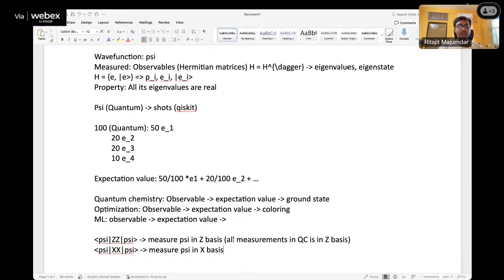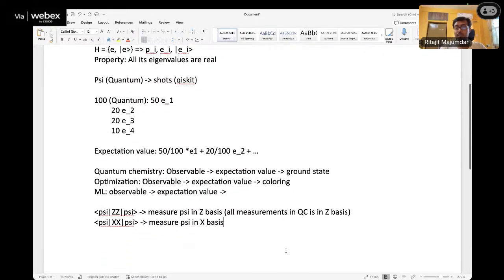Now the point is, this is not only for IBM quantum computers, no quantum computers today can measure in any other basis. So how do we do this? How do we do this? Because this needs that you measure your system in the X basis.